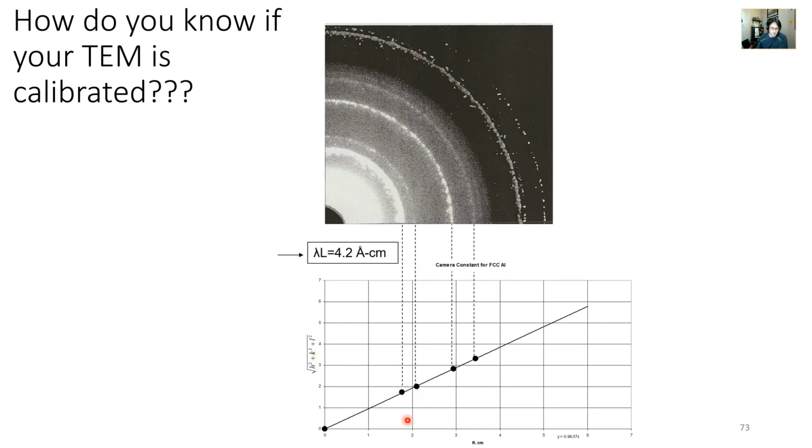And I kind of have to know what rings I'm looking at, which is why you use standards for this kind of thing. If you plot R versus the square root of HKL, or your H squared plus K squared plus L squared, and again, this is a cubic material, so I know I'm looking at FCC aluminum. If I plot it and I get pretty much a straight line, I know my machine is calibrated. So that's kind of the big thing. And I used Excel. I did this actually to calculate how close to a line I had. And anywho, that's how you know if your TEM is calibrated.